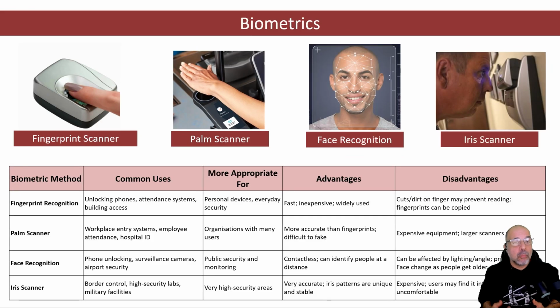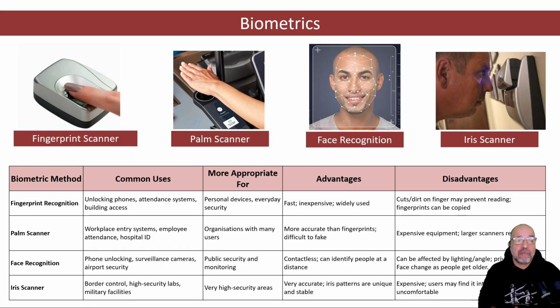Normally, we would record more than one finger just in case there's something wrong with one finger. We've cut our finger and it doesn't recognize it. So we'd normally record a second or a third finger as well. Okay, I've got here for fingerprint recognition, unblocking phones, attendance systems, building access. More appropriate for personal devices, everyday security. Well, yeah, we don't need very, very high security. We do need a good amount of security.